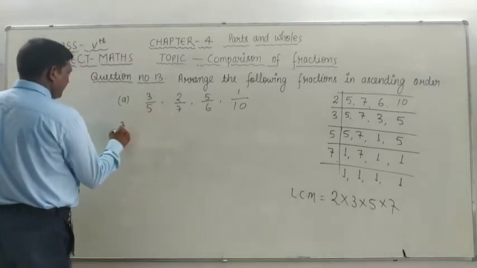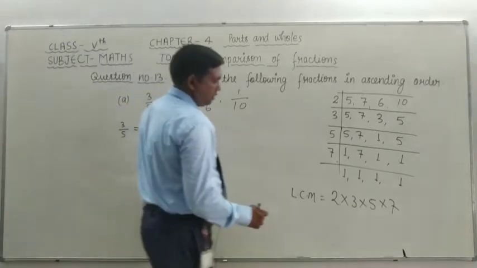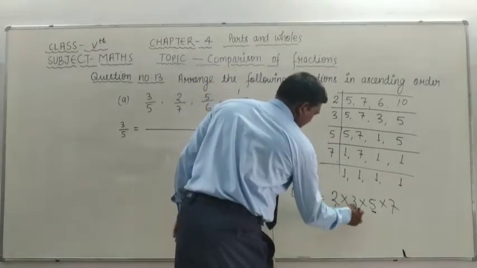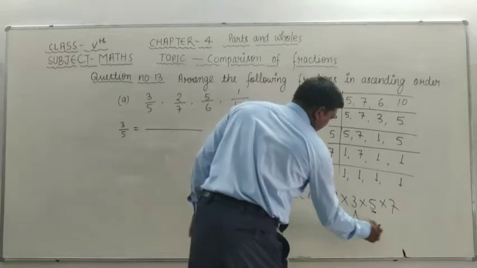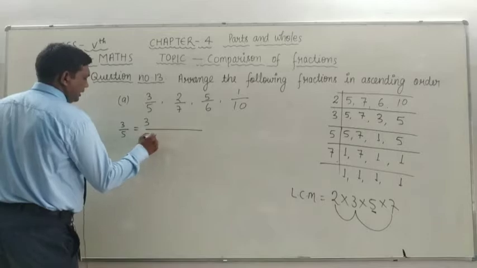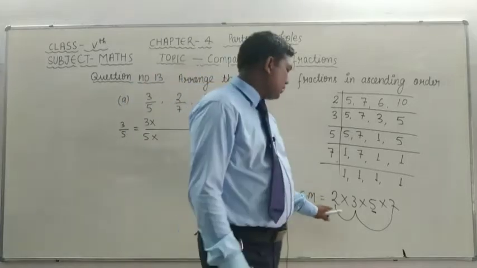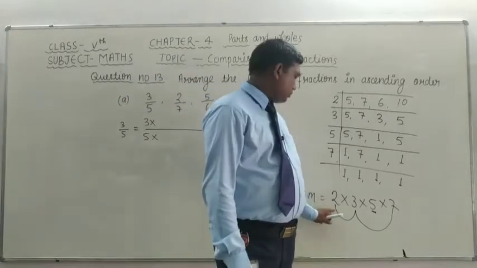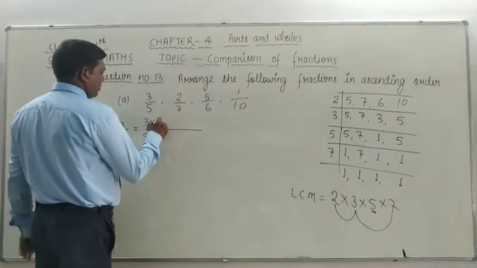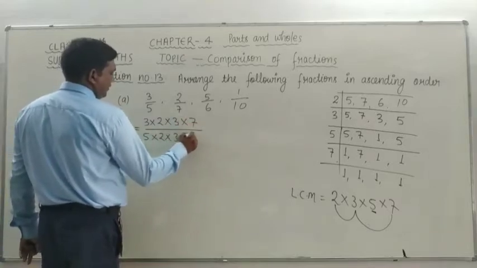Given 3 by 5 is equal to, look here, given that 5, then we have to take the multiply by 2, 3 and 7 in numerator and denominator both. That means we have to take the multiplication of 2 multiply by 3 multiply by 7 in numerator and denominator. Look, 2 multiply by 3 multiply by 7, 2 multiply by 3 multiply by 7.